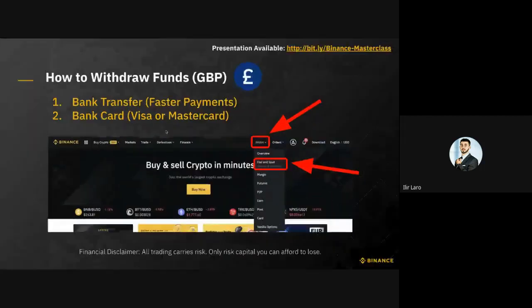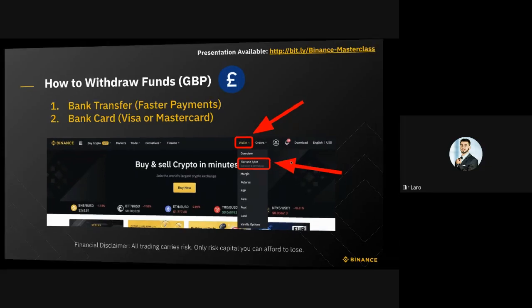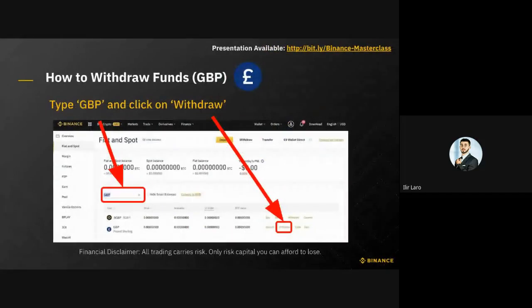So touching on how to withdraw funds using bank transfer and bank card, it's a slightly different workflow. You actually have to go to your wallet this time. If you go on the homepage, scroll on the top navigation bar to wallet, click on fiat and spot. You'll be directed to your fiat and spot account. Click on, for example, the search bar and then type in GBP, or euro, or USD. It could be any type of fiat currency that you want to withdraw. And then to the right, you click on withdraw.